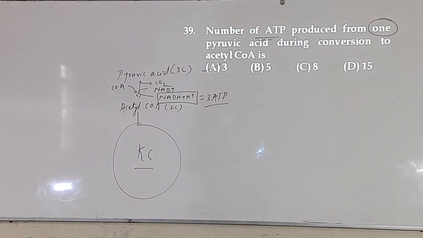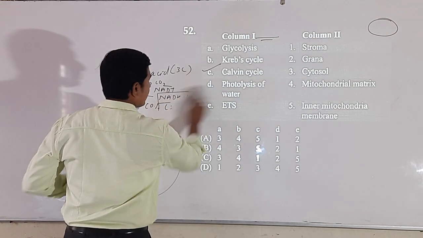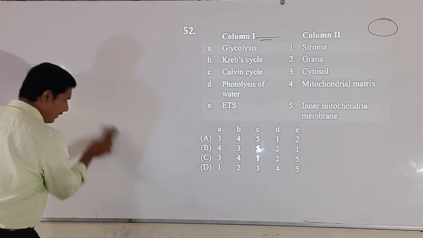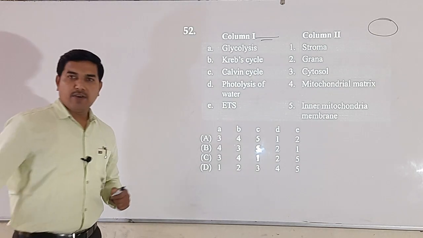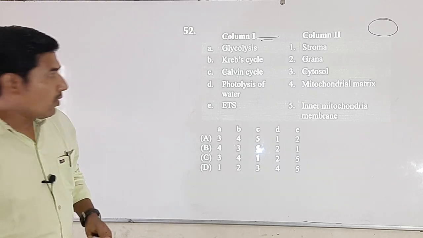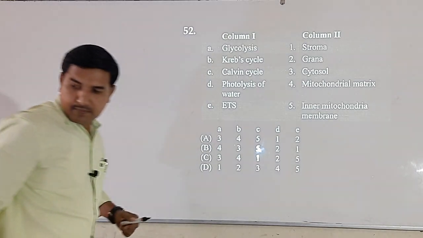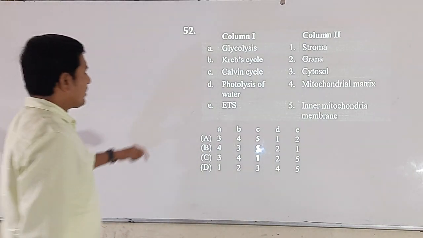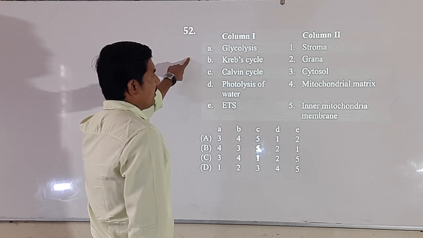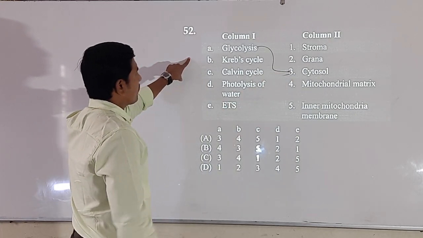Next one, it is a match the following type of question. Now here we will look at column 1 and compare with column 2. Now the first one, A, glycolysis, where does it occur? Glycolysis occurs in the cytoplasm of the cell. So here it is 3. So A is 3.